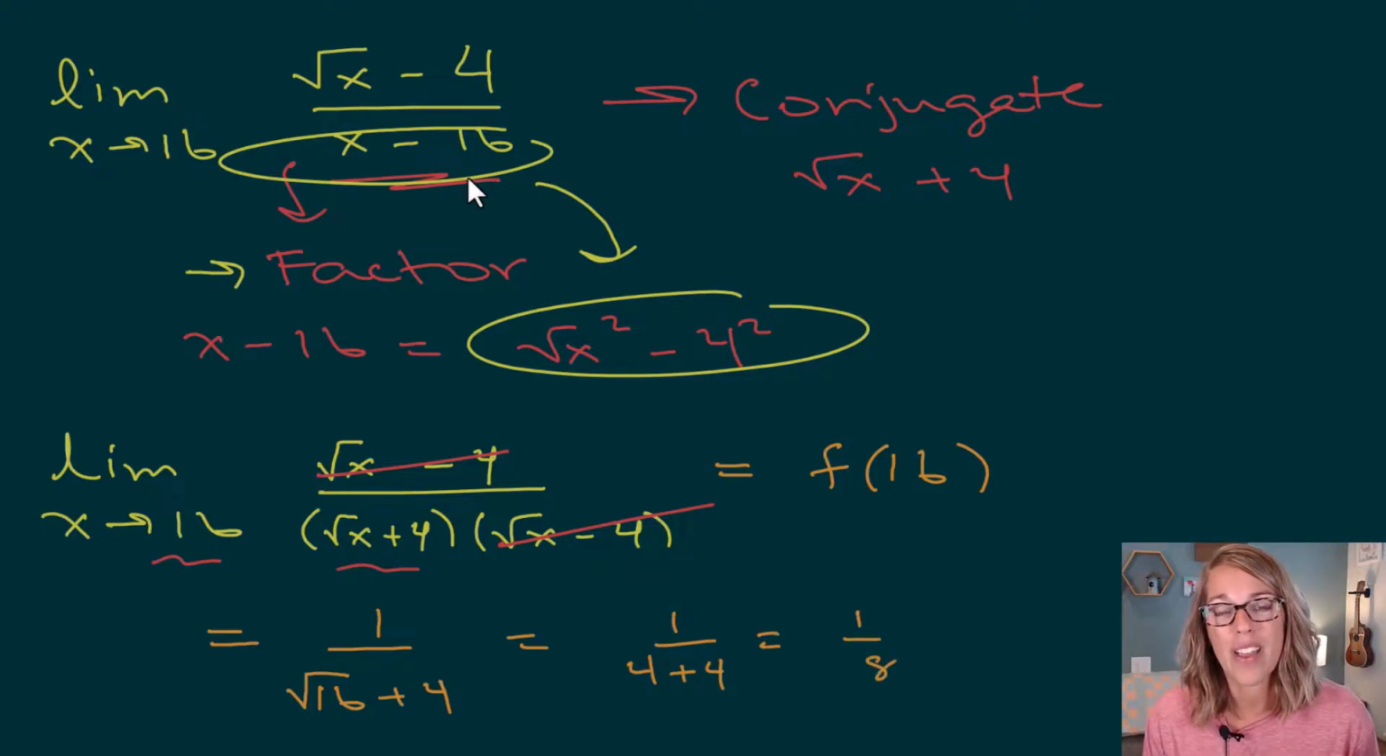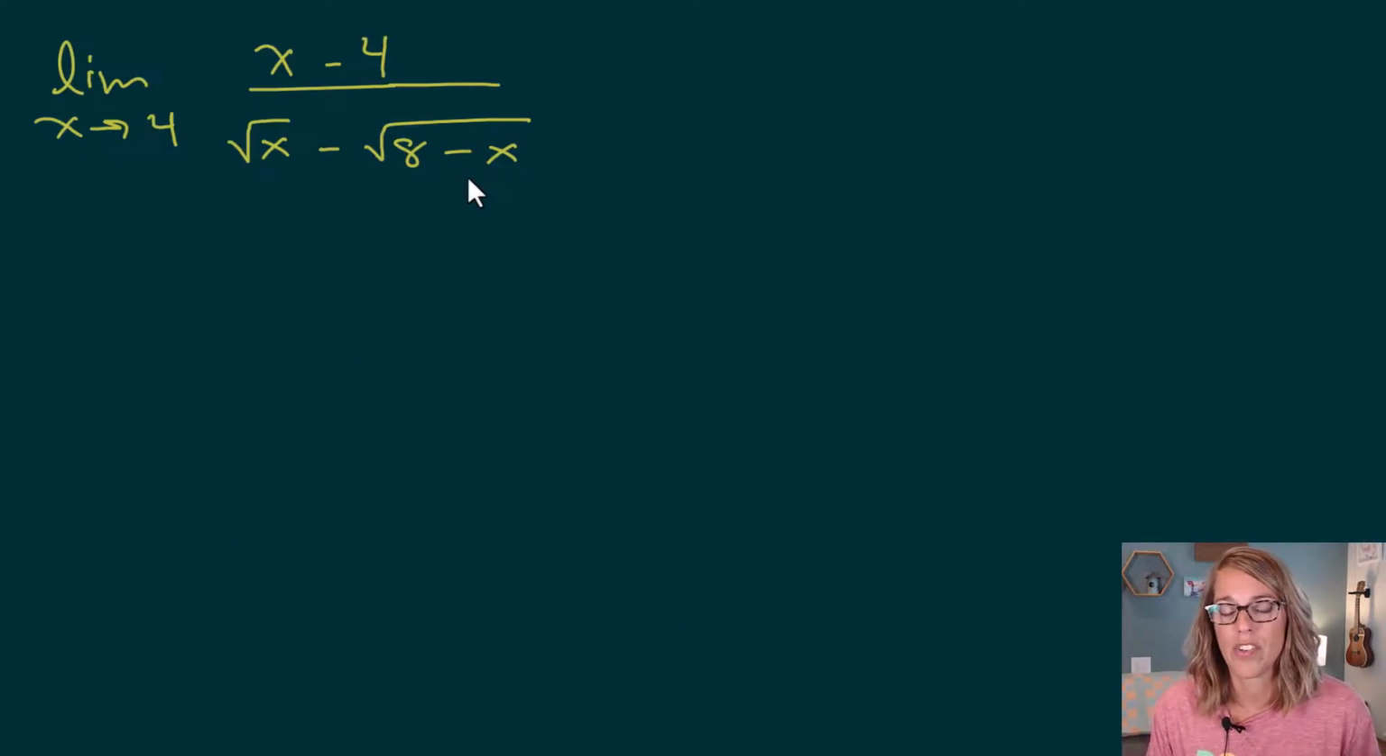Next, let's do one with the conjugate. So I've got another example of a rational expression with some radicals in it. I actually don't have the option of factoring here, so I am going to multiply by the conjugate of this radical expression. The conjugate is going to be the same radical expression, but instead of subtracting, I'm going to add. So radical x plus radical 8 minus x.